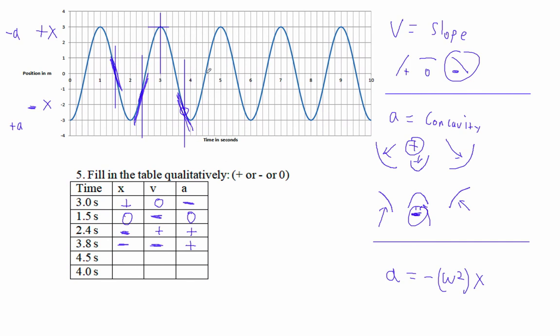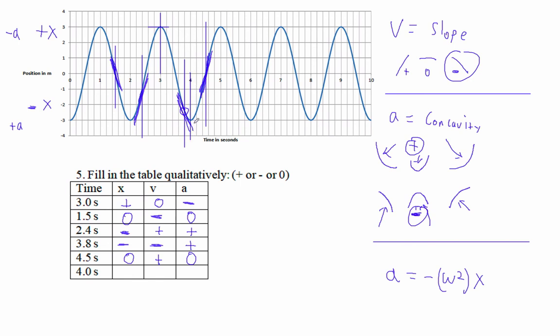Okay, 4.5, is that this guy right there? I think so. That is, our x is 0, so is the acceleration, right? Because acceleration is just some constant times x. Okay, what's our velocity there? I think our velocity right there, 4.5, is positive, and it's a maximum, by the way. It's a maximum slope right there. Positive slope.